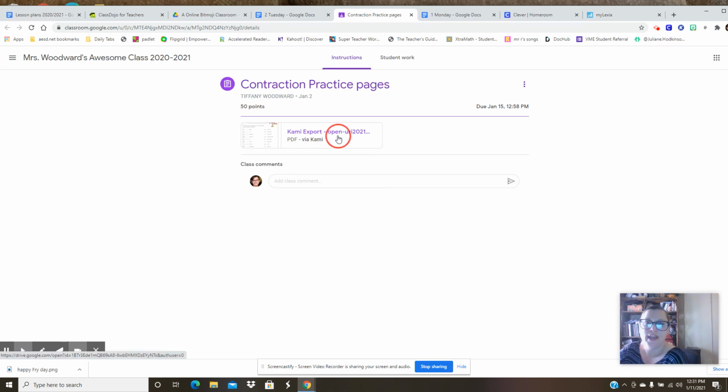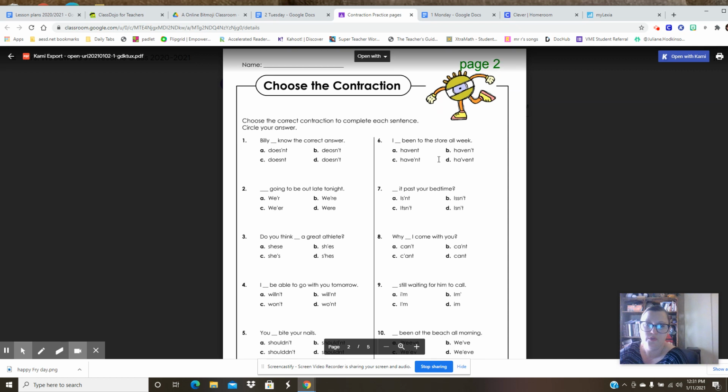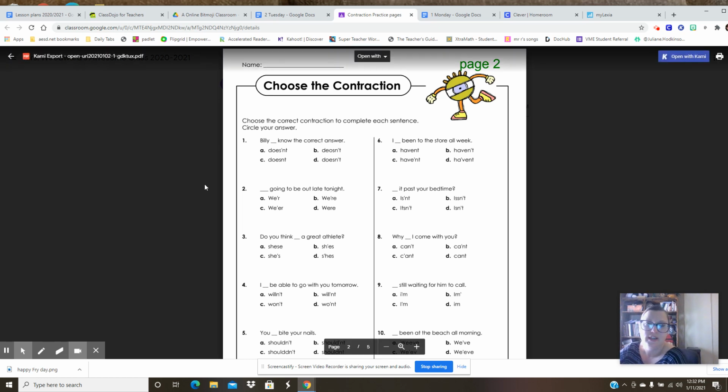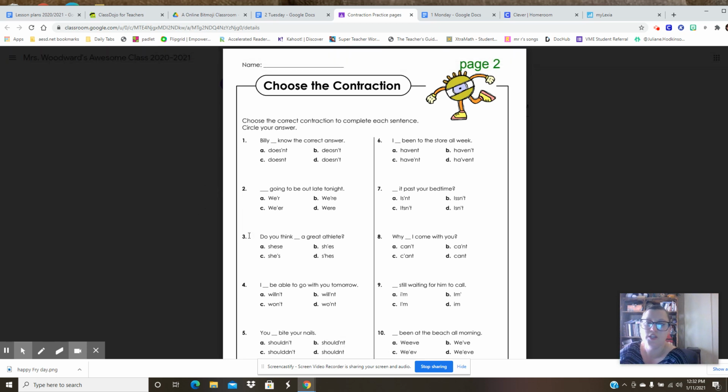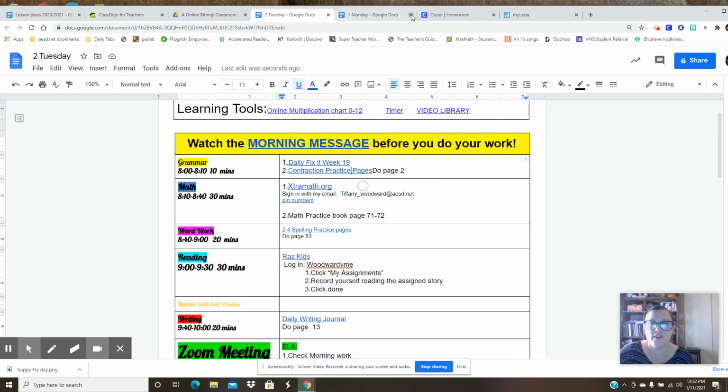You're going to open it with Cami, and then you're going to go down to page 2. Today, you're going to fill in the blank with the correct contraction. So make sure you make a choice of the one that makes the most sense to you, and we will correct in class. If I were you, I would use the drawing tool on Cami and just circle the right answer.